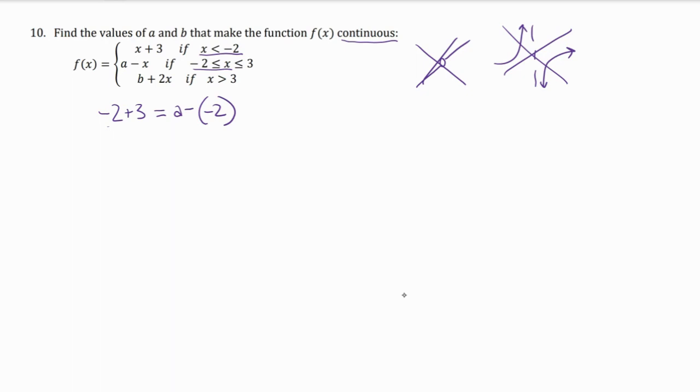So I can go ahead and solve this. And I get a is equal to -1.